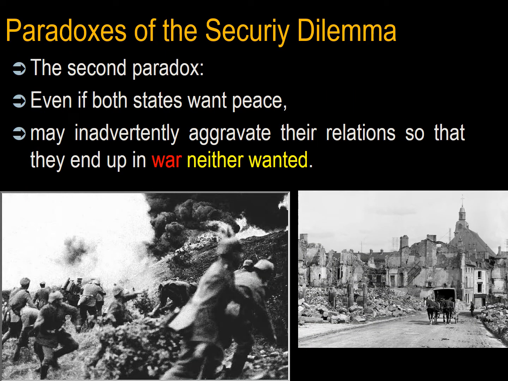The second paradox of the security dilemma is that states, even if both want peace, may inadvertently aggravate their relations so that they end up in war that neither wanted. Here you can see Germans fighting in the First World War. And the First World War was a tragedy for the participants in the sense that probably if they had anticipated the outcome of the First World War, none of the major participants would have so lightly started the conflict.